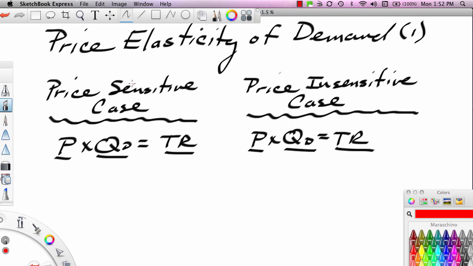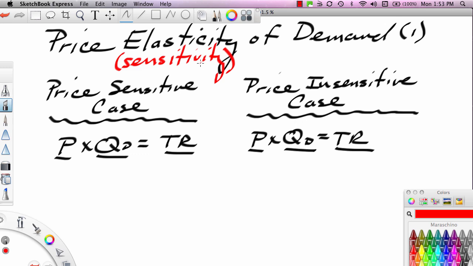This term elasticity is a term that we'll be using quite a bit through both parts of this study, and you can think of elasticity simply as the term sensitivity. So let's write that down. Wherever you see the term sensitive, you can think of elastic. Wherever you see the term insensitive, you can think of inelastic. Those terms are equivalent.